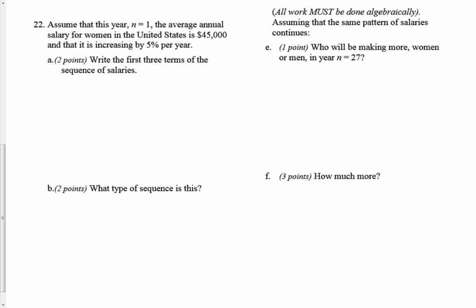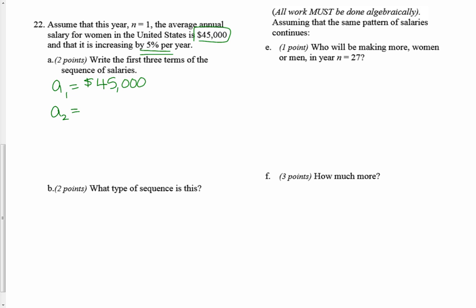Question number 22 says, assume that this year, n equals 1, the average annual salary for women in the United States is $45,000 and that it is increasing by 5% per year. Question A says, write the first three terms of the sequence of salaries. So A sub 1, the first year, is right now, that would be $45,000.